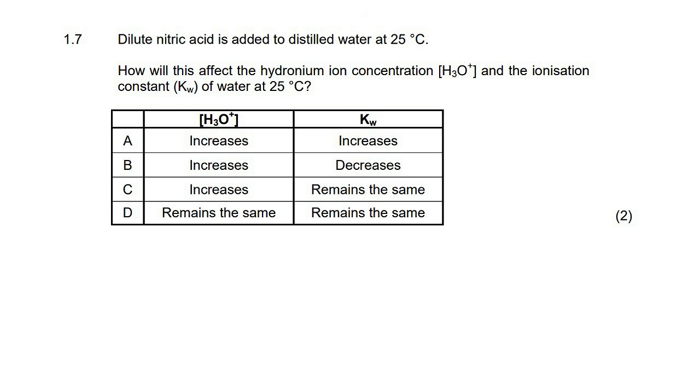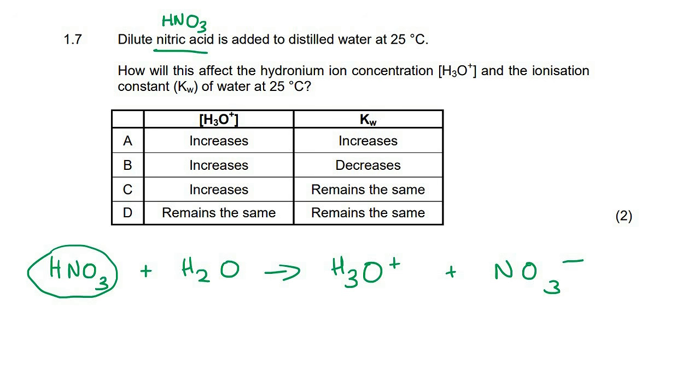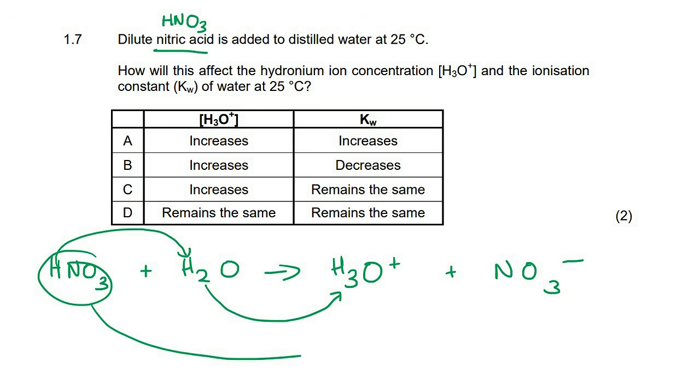Dilute nitric acid is added to distilled water at 25 degrees. Okay, so nitric acid is HNO3, and they said that they've added it to water. Now we know that if it's an acid, when you add it to water, it ionizes. Remember, this is an acid, so it gives away its proton to the water molecule, so the water molecule now ends up with 3 hydrogens, and then this molecule ends up with 1 less hydrogen.